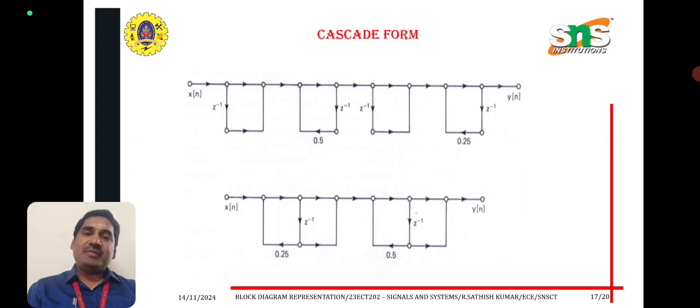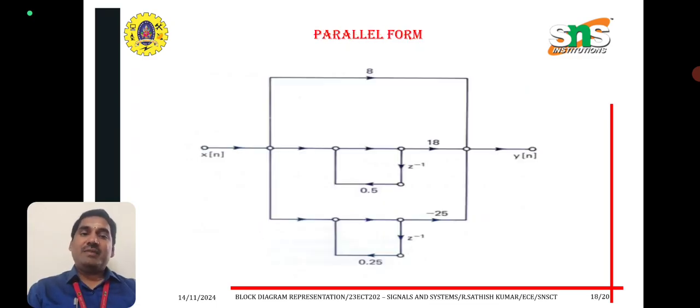This is the cascade form. Cascade form means we can get x of n multiplied with z inverse multiplied with 0.25. Therefore, 0.25 into x of n minus 1 plus x of n is equal to, we can get the term. Next one, y of n: all the values can be combined in terms of cascade form, in terms of series. Therefore, y of n multiplied with z inverse, y of n minus 1 into 0.5. Therefore, 0.5 into y of n minus 1 plus y of n. This is nothing but your cascade form.